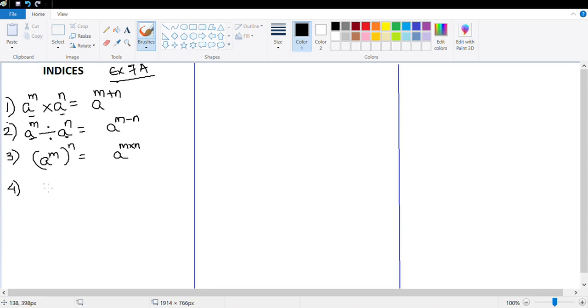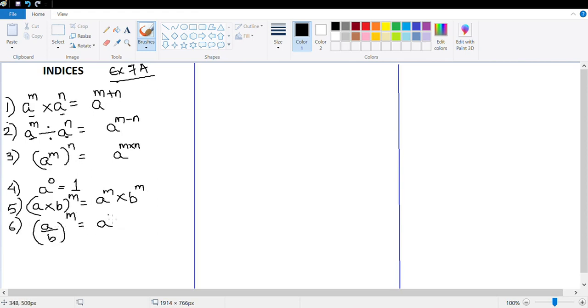Number 4, which is any number to the power 0 is equal to 1. Number 5. This is just a quick revision of what we've already done. A into b raised to the power m is equal to a to the power m into b to the power m. Sixth one, a upon b to the power m is equal to a to the power m upon b to the power m, which means the powers can be separated.